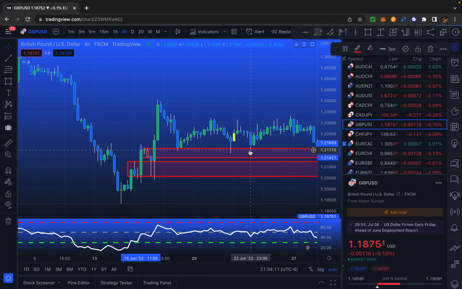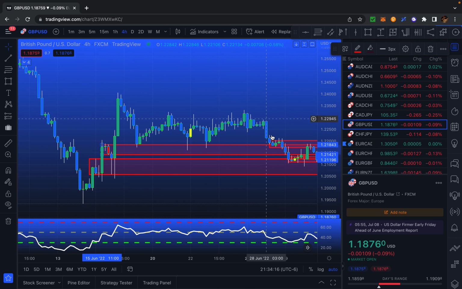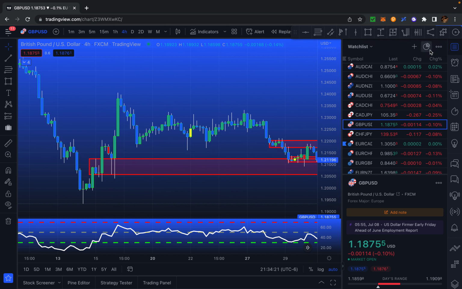Boom, boom, boom. Wick entries. 3 wick entries right there before it actually just broke through. So pretty accurate. I mean, you can pretty much do it anywhere on any time frame.